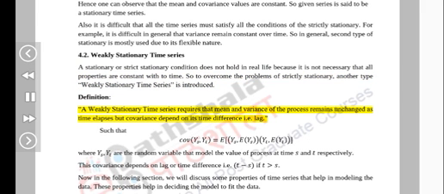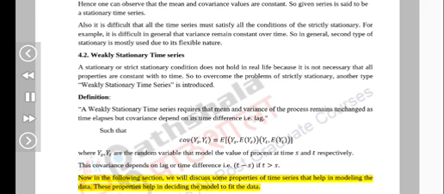Definition. A weakly stationary time series requires that the mean and variance of the process remain unchanged as time elapses, but covariance depends on its time difference, i.e. lag, such that Cov(Ys, Yt) equals E[(Ys minus E(Ys))(Yt minus E(Yt))], where Ys, Yt are the random variables that model the value of the process at time s and t respectively. This covariance depends on lag or time difference, i.e. t minus s, if t greater than s.